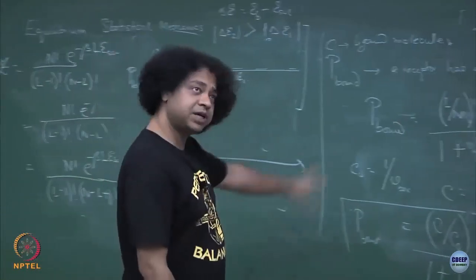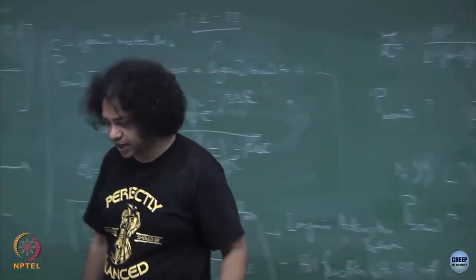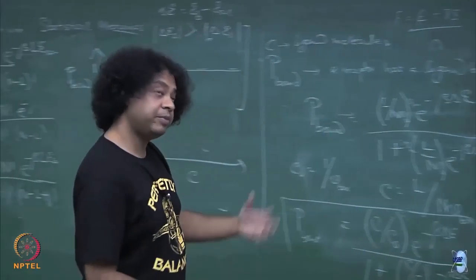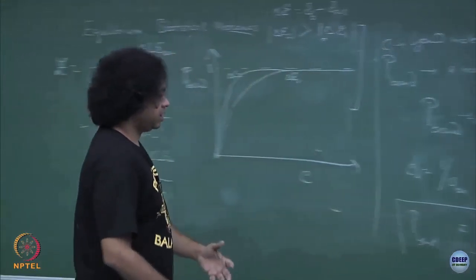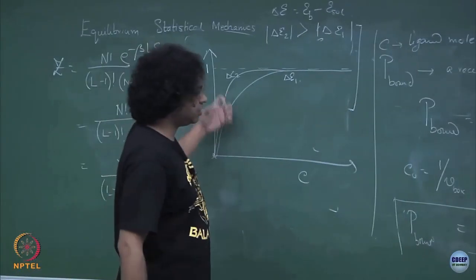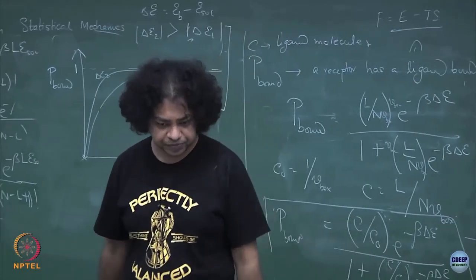So, stat mech wise, we have done very simple things. Writing down this partition function and calculating the probability should be very easy. But at least from there, we have managed to get some sort of output, which tells me how this probability of binding is going to depend on the concentration of ligands, right.